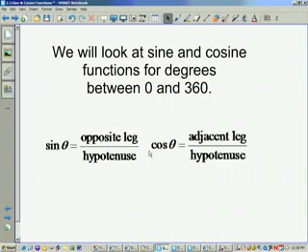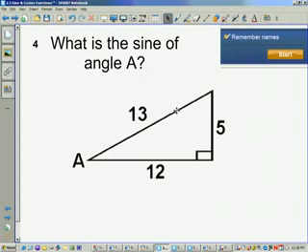All right, now we've already talked about sine. Hopefully everybody remembers sine is opposite over hypotenuse. Cosine is adjacent over hypotenuse. What we're going to do today is look for degrees between 0 and 360.